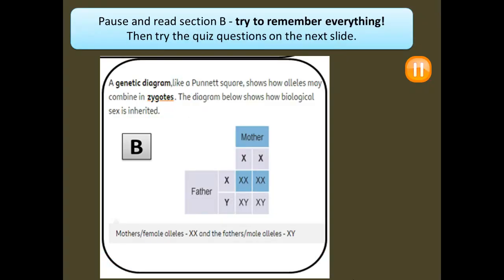Okay? Now, this is section B. Pause and read section B. Try to remember everything. Then try the quiz questions on the next slide.